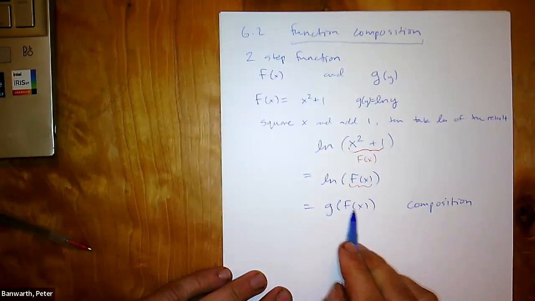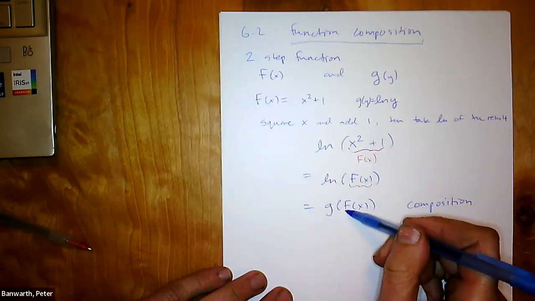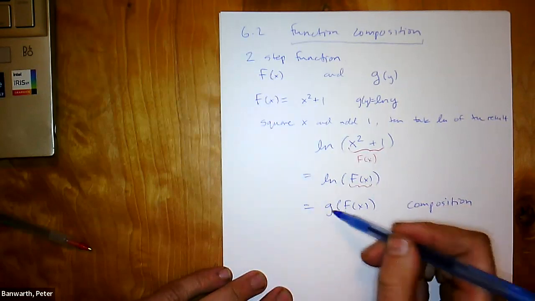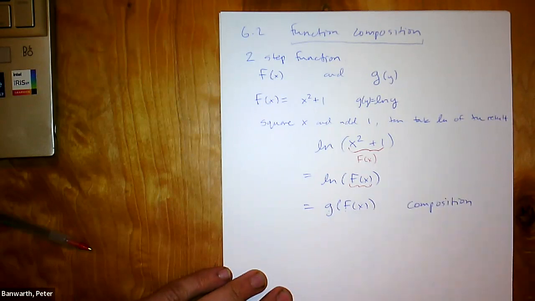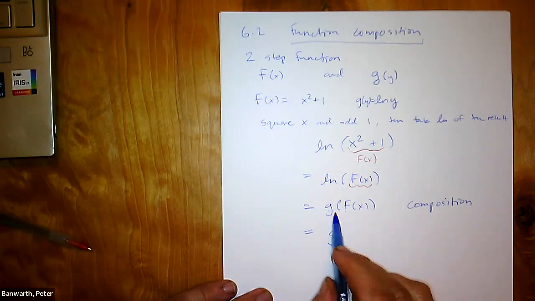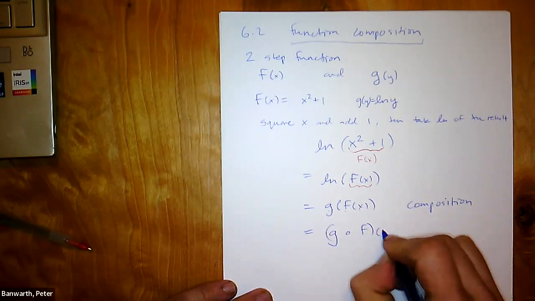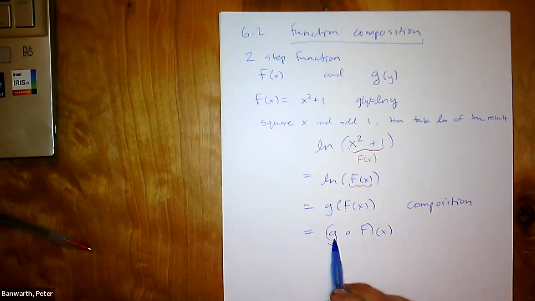You take your original input, it goes into your first function, which gives you an intermediary output, which goes into your second function to give you a final output. And the way we write it is either this way with the parentheses, or we put a little circle, and we do the outer function first, little circle, then the inner function.